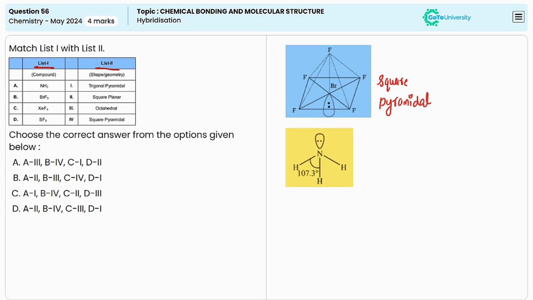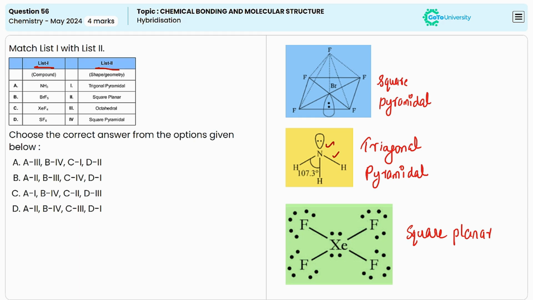Here nitrogen has 5 electrons in its last shell. Among the 5, 3 will be utilized to make 3 bonds with 3 hydrogen atoms. And due to the lone pair bond pair repulsion, the geometry will be trigonal pyramidal.